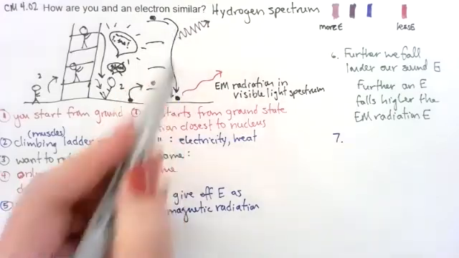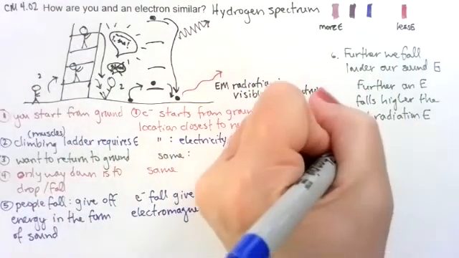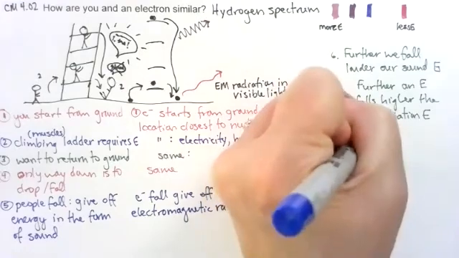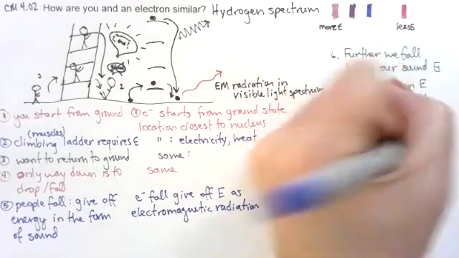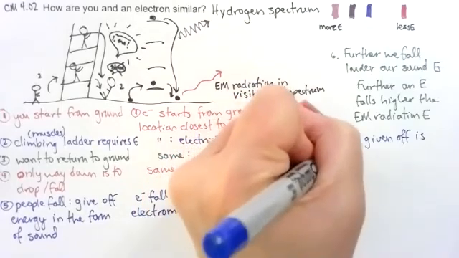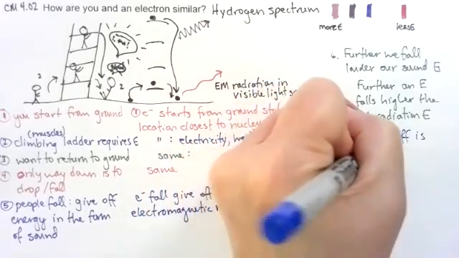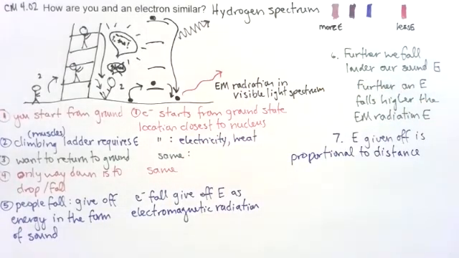The energy is proportional to the distance for both of us, in a sense. So to sum it up, the energy given off is proportional to the distance.